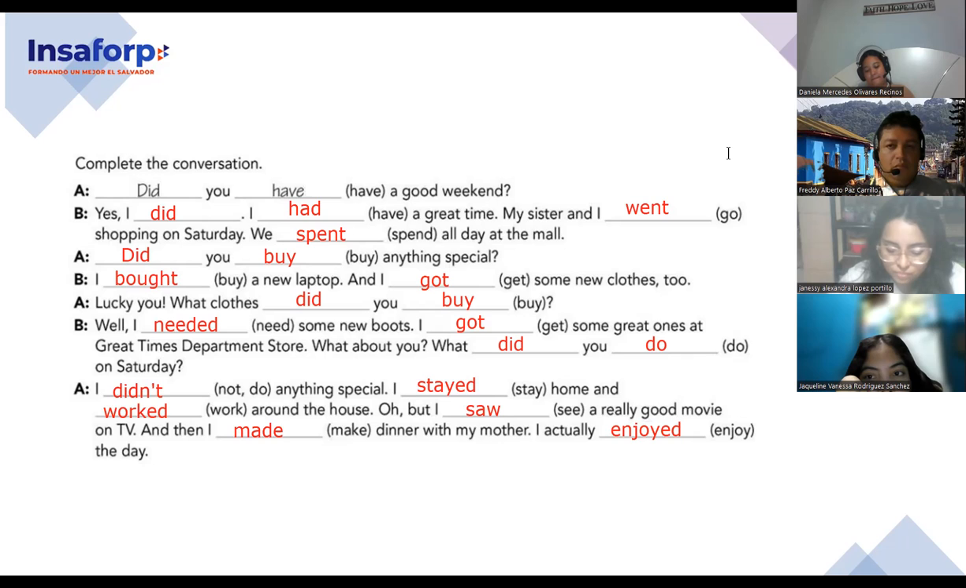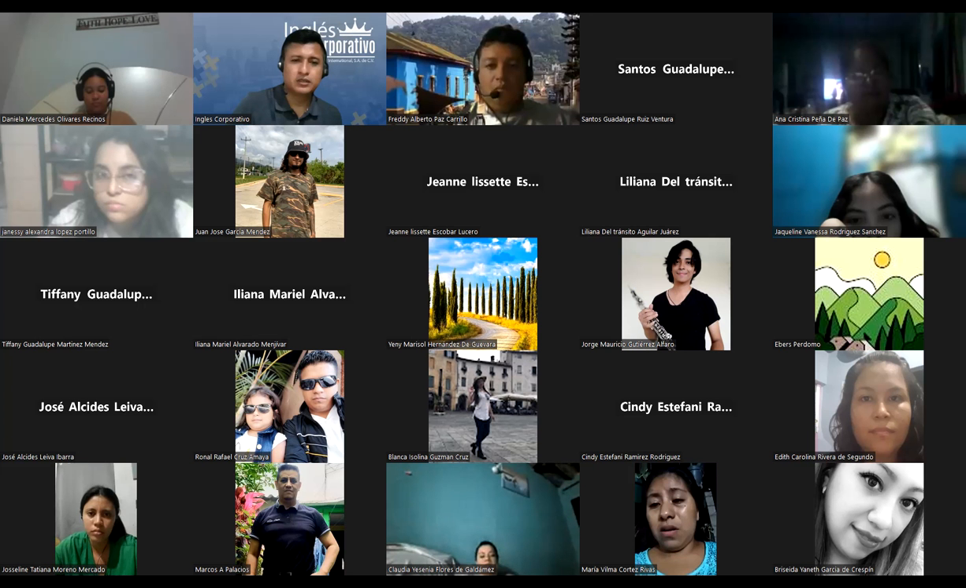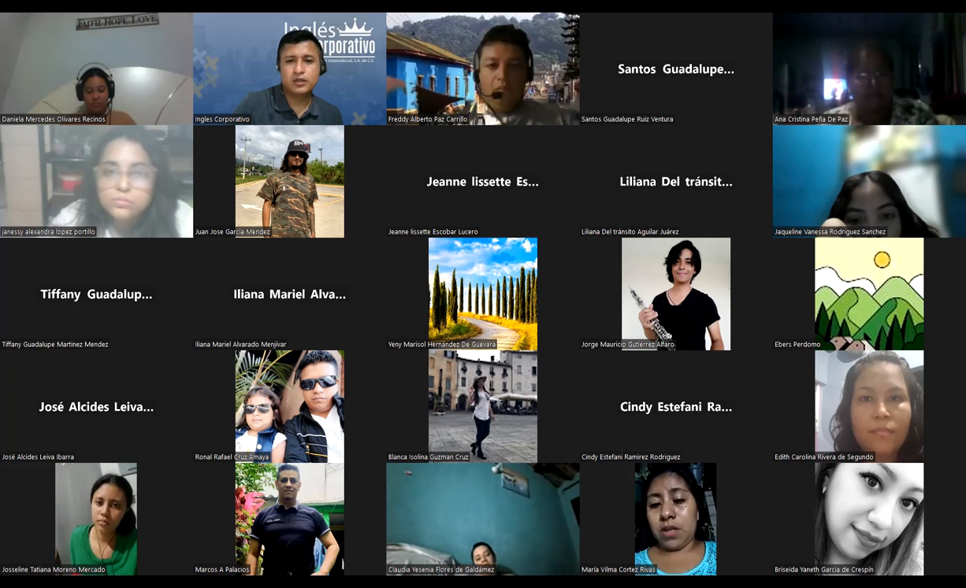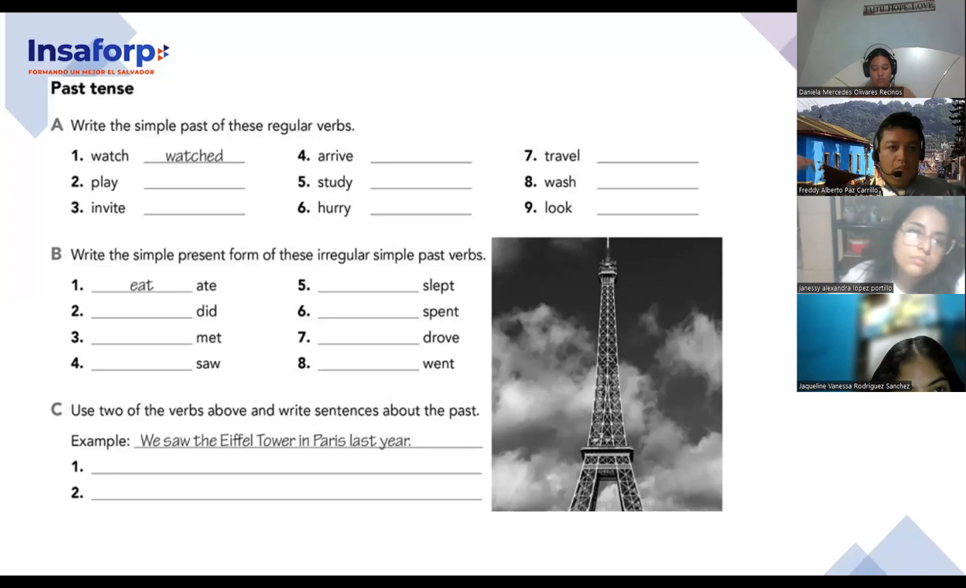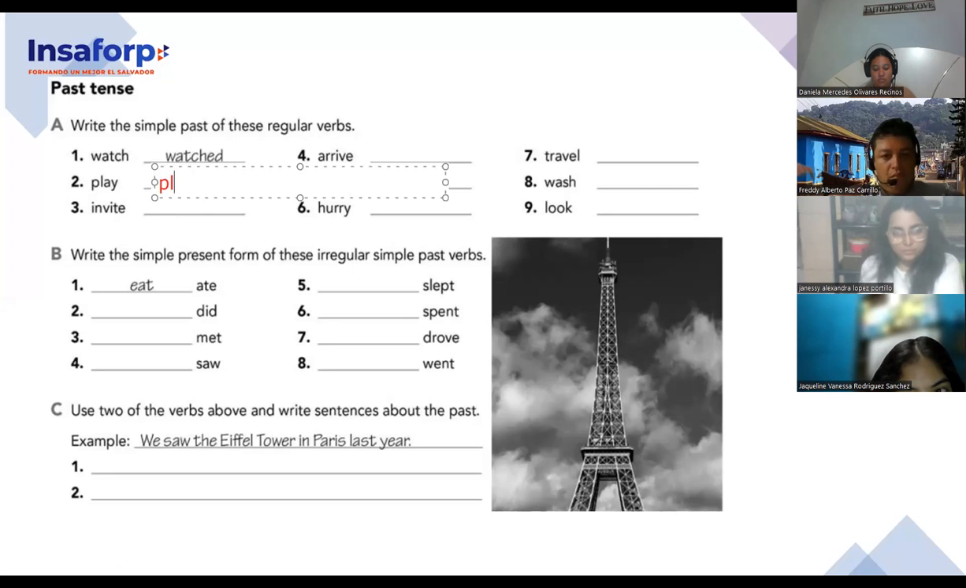You can practice that one. What did you do yesterday? What did you do last weekend? So you can practice like this. Also, another suggestion is in the following exercise. If you see here, we have a list of verbs. You can pick some of them and change them into past. For example, what is the past tense of play? Played. Very good.